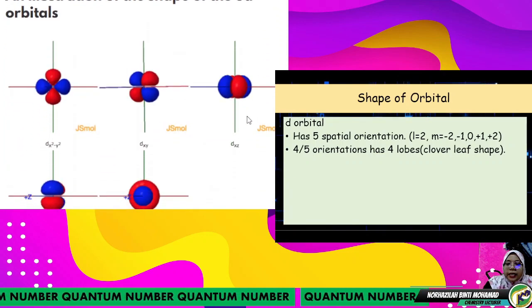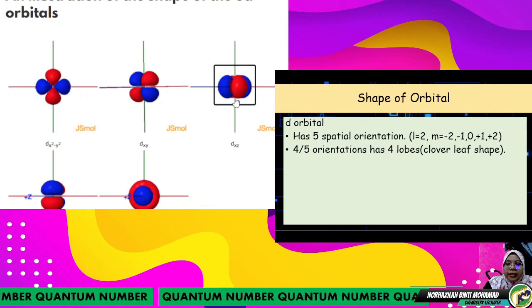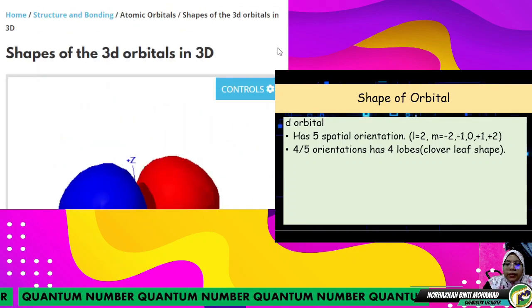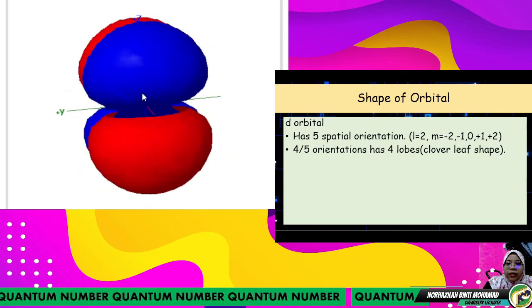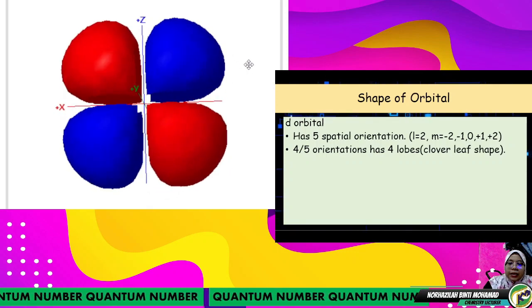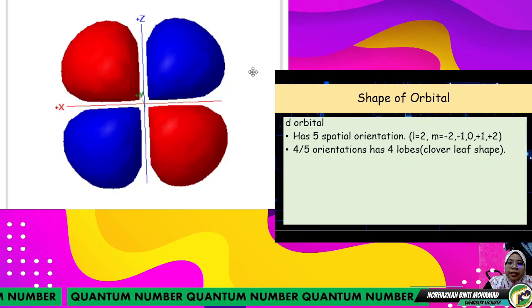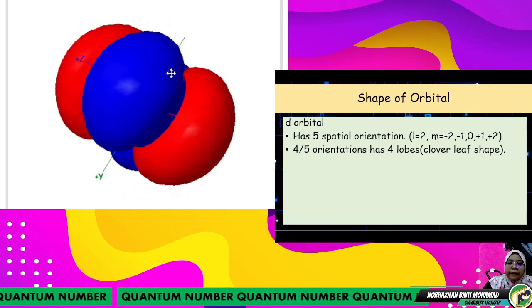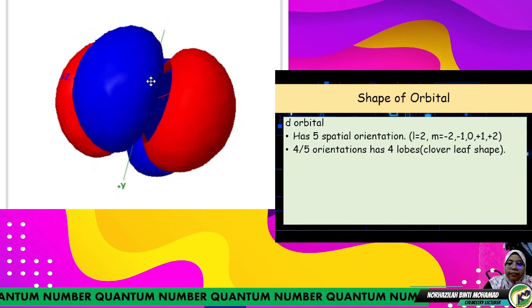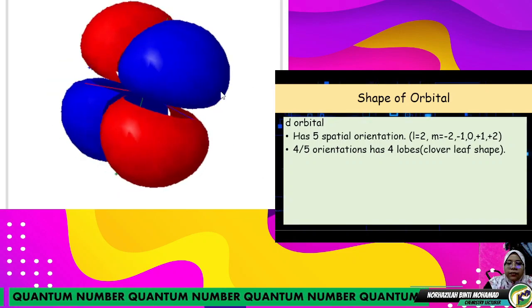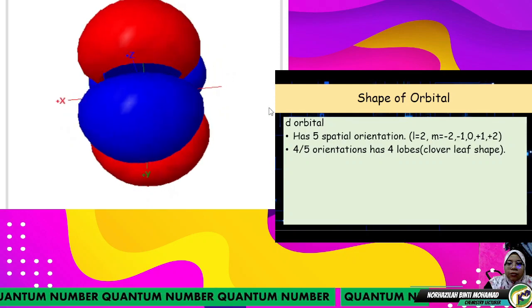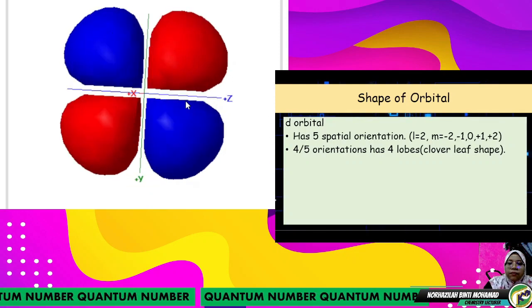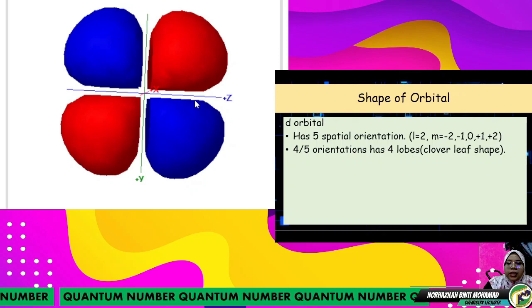The third orbital is dxz. So if you can see here, for the dxz orbital, the 4 loops are in between axis x and z. You can see. And then, if you can see clearly, the dyz orbital, the 4 loops will lie in between axis y and z.